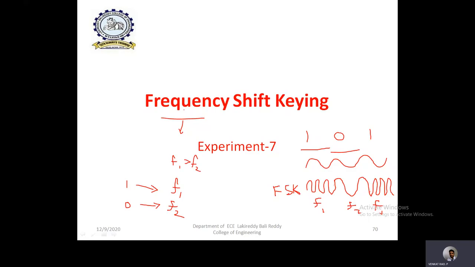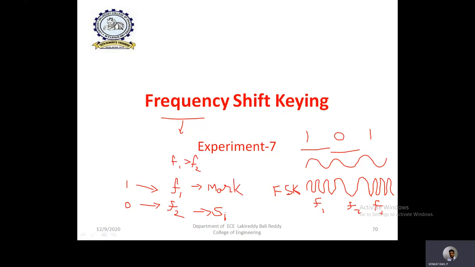If you observe the FSK output, only the frequency is changing. There are no amplitude changes or phase changes. Only the frequency of the carrier is changed between F1 and F2. F1 is high frequency, F2 is low frequency. Generally F1, the high frequency of the FSK signal, is called the mark frequency, or simply high frequency. And the other frequency, F2, is generally called the space frequency.